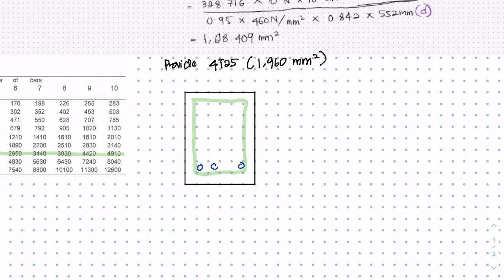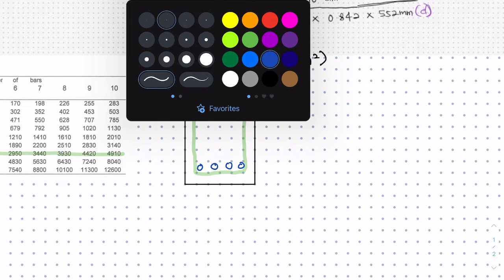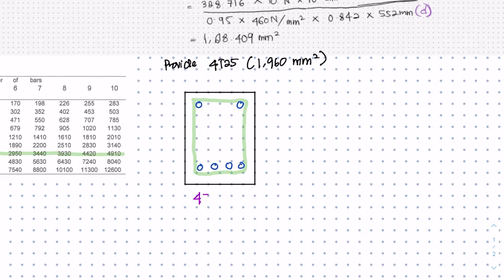Then we can draw or sketch the beam that we design. 1, 2, 3, 4, it must be according to the 4T25 that we select, and then the hanger bars. Then we can proceed to label the design. This is 4T25, and we have 2T12 as the hanger bars, and we have R10 as the links, because R means mild steel. It is given in the question.